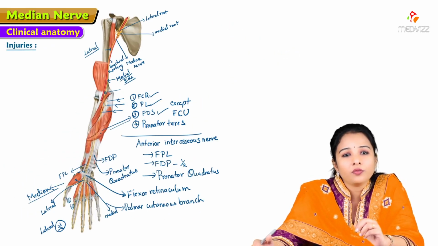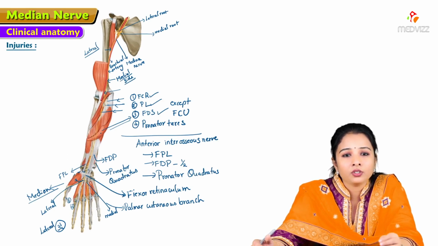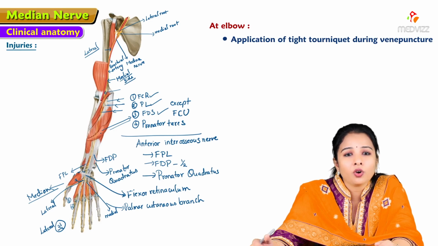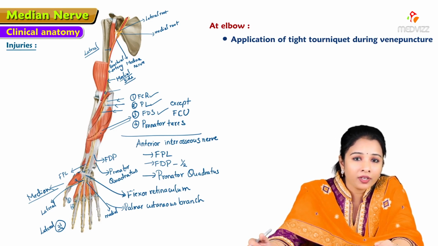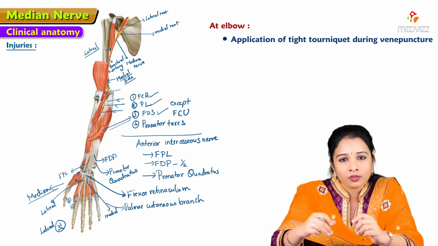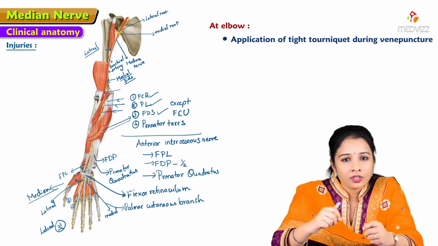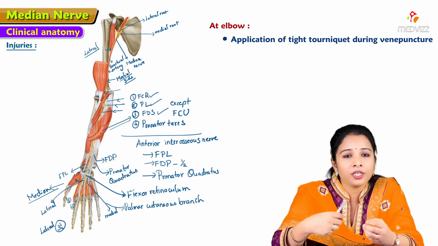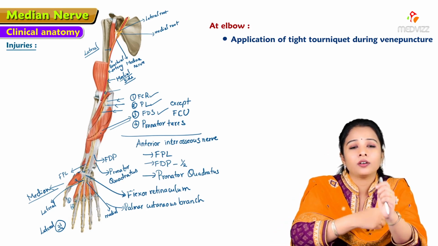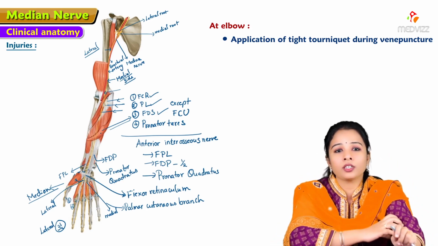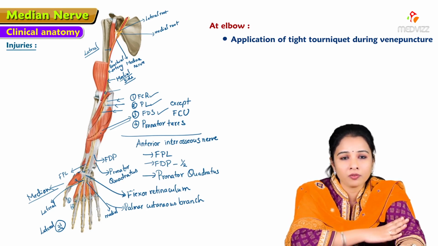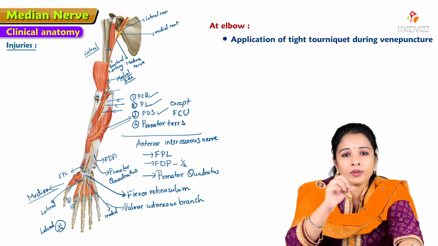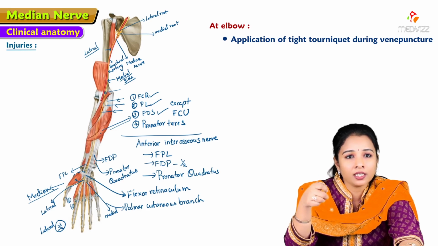So for injuries of the median nerve at the elbow, the median nerve can be injured due to application of the tight tourniquet during venipuncture. So we know that during intravenous injection or during doing any venipuncture to the median cubital vein, usually the clinicians apply the tourniquet above the cubital fossa, so that the vein gets dilated and it is easily accessible.